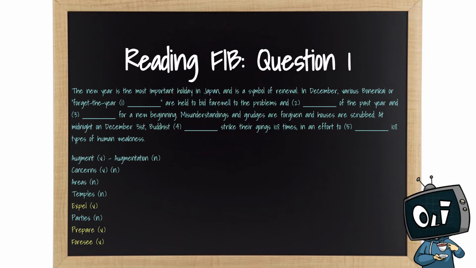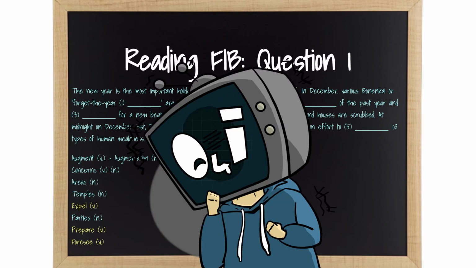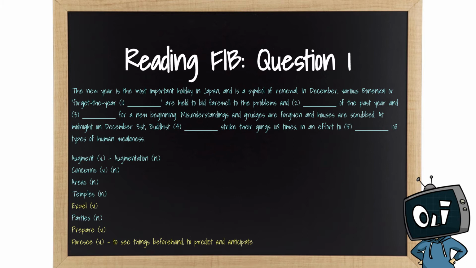Expel and prepare should be something most of you know, and it is quite easy to guess the meaning of foresee. The prefix fore means forward, as in forward. Seeing something forward is precisely what the word means, to predict the future or to have a vision of something happening in the future. Let's look at the blanks 1, 2, and 4 because they all need a plural noun. It should be quite clear that concerns fits in the second blank as it nicely correlates to problems, and temples should go to the fourth blank because the phrase Buddhist temples makes a lot of sense.